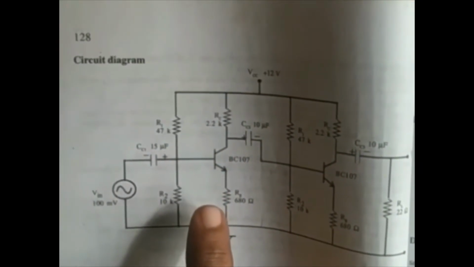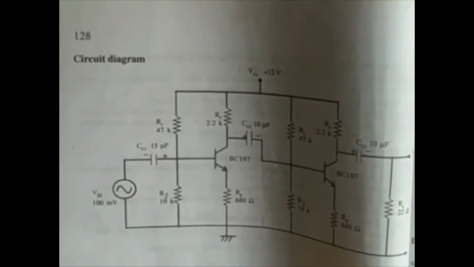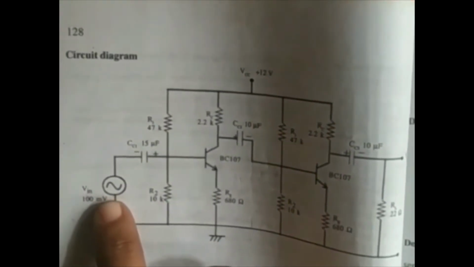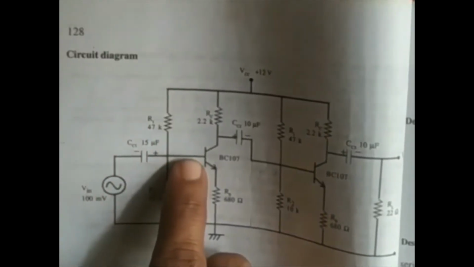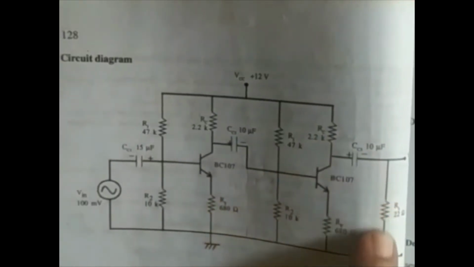This is the most popular type of coupling because it is cheap and provides excellent audio fidelity over a wide range of frequency. Coupling capacitor CC1 couples the input to the base of the first stage, and coupling capacitor CC3 couples the output signal to the load resistor RL.